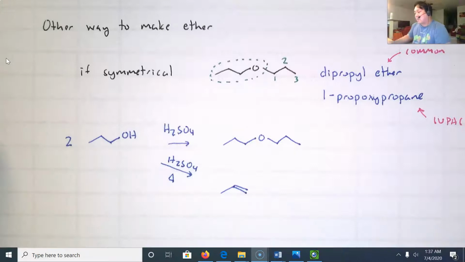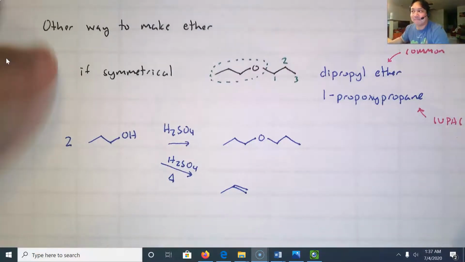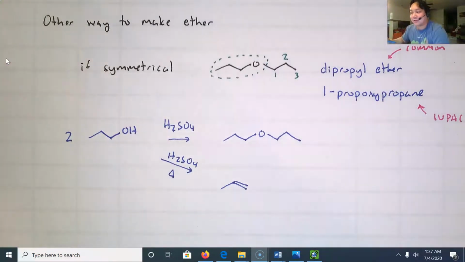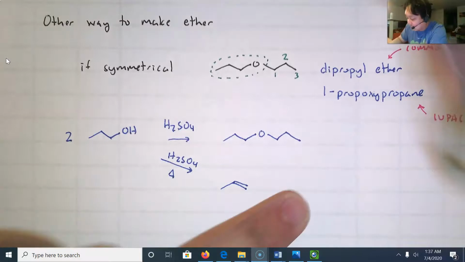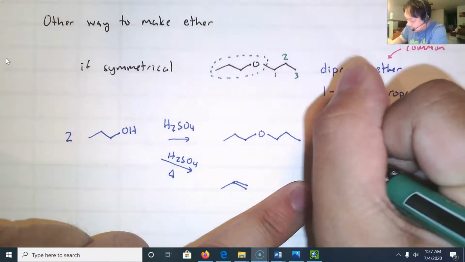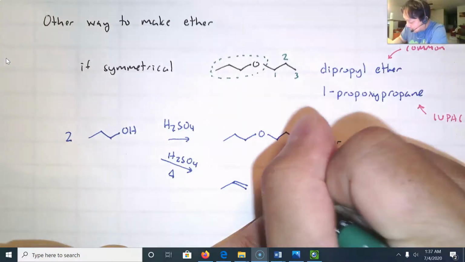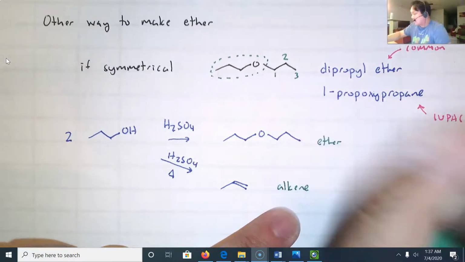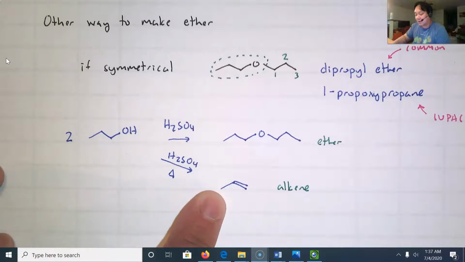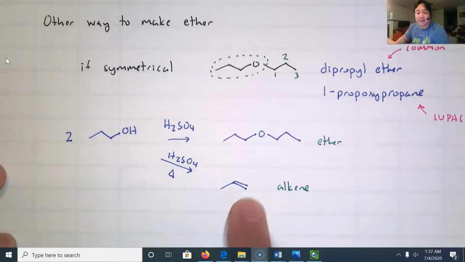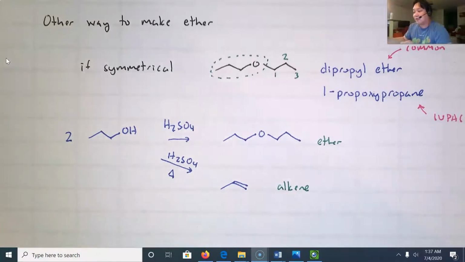Okay, I'm not going to say how to control the reaction conditions to get the ether versus the alkene. Okay, that's beyond the scope of this video. But what I do want to show is how. How could we get an ether by using the same conditions where we would expect to get the alkene? Okay. In real life, it's actually a temperature control.